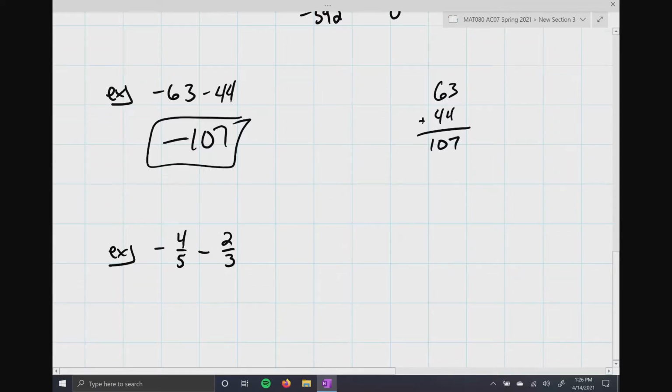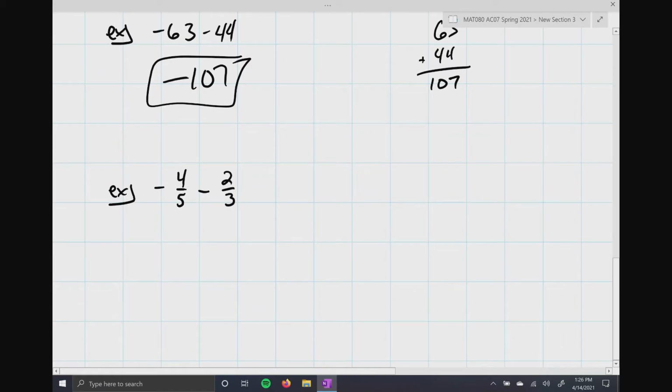Okay? Now, the next one, it doesn't matter if you have fractions. What we're really learning about here are the signs. So the 4/5 is negative. The 2/3 is also negative. There are minus signs in between them. So what I'm going to do is add the two numbers together.